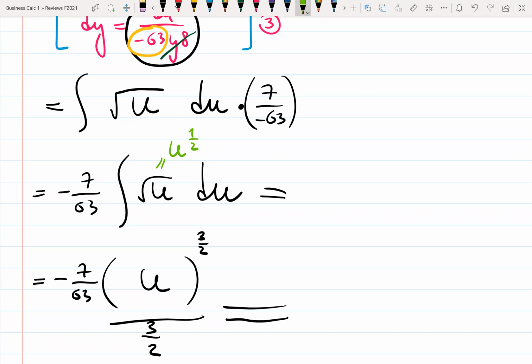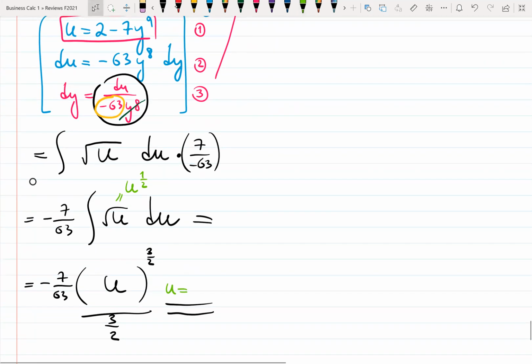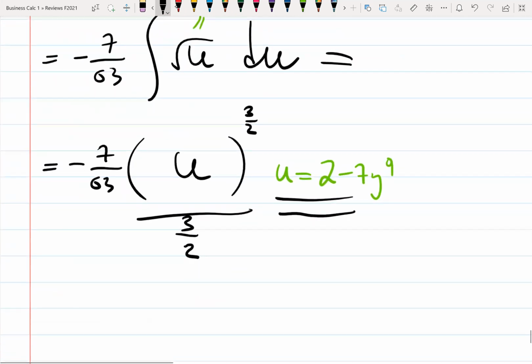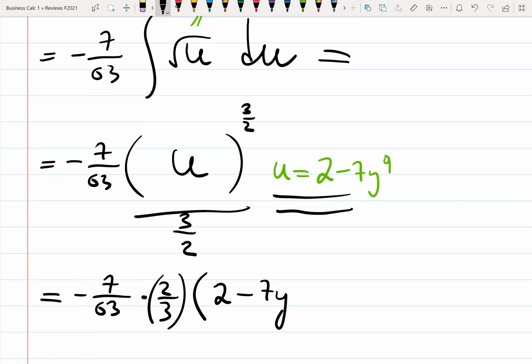Remember, u was created by you. Only you know what u is. 2 minus 7y to the 9. So it is wrong to give the answer in the u notation. It started with y, it better be ending in terms of y. Negative 7 over 63 multiplied by 2/3, because you're flipping the fraction in a denominator. And now you have 2 minus 7y to the 9 raised to 3/2. Don't forget plus c, which was over here.